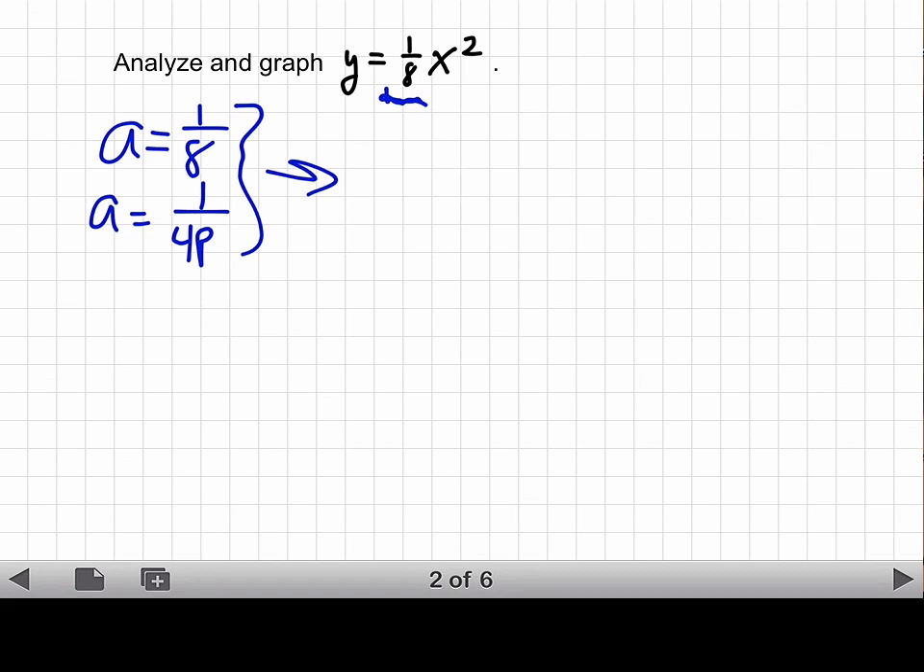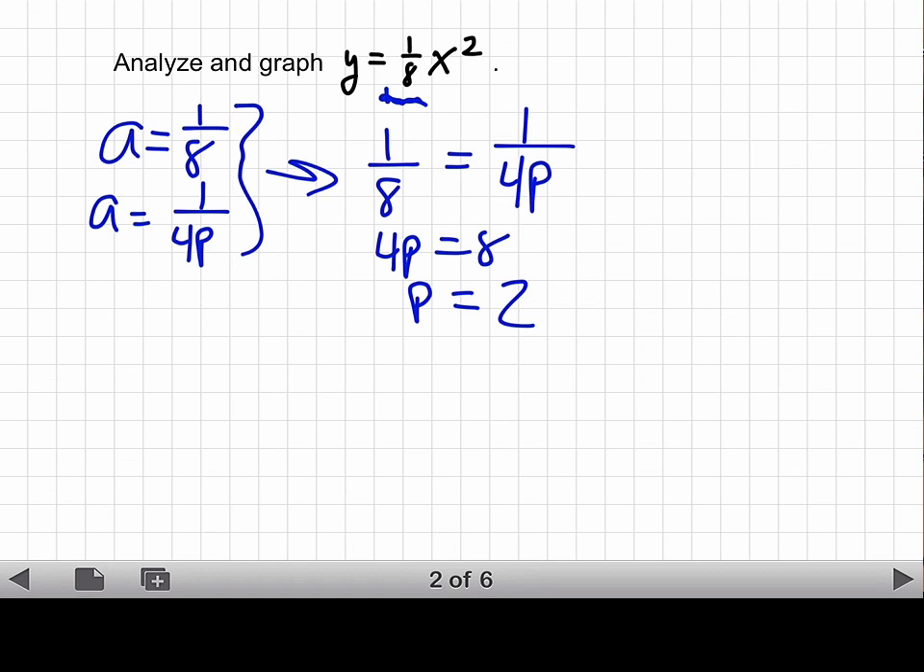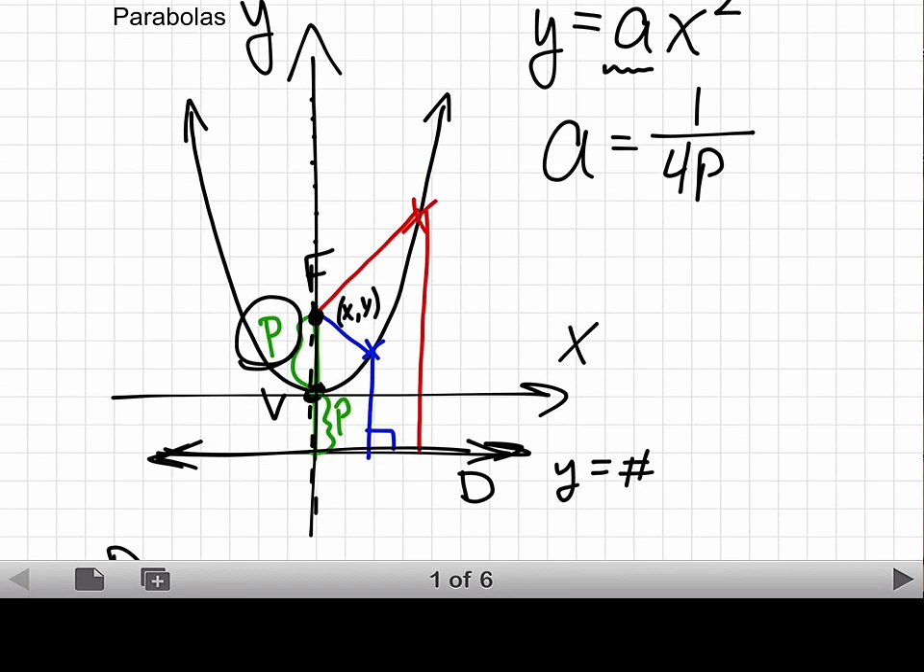But equating these two gives me that 1/8 is equal to 1 over 4p. This is really a proportion here, so we can cross multiply or solve it however you want to, but we have 4p is equal to 8, which gives me that p is equal to 2. Now let's go back here, and p is the distance between the focus and the vertex. It's also the distance between the vertex and the directrix.